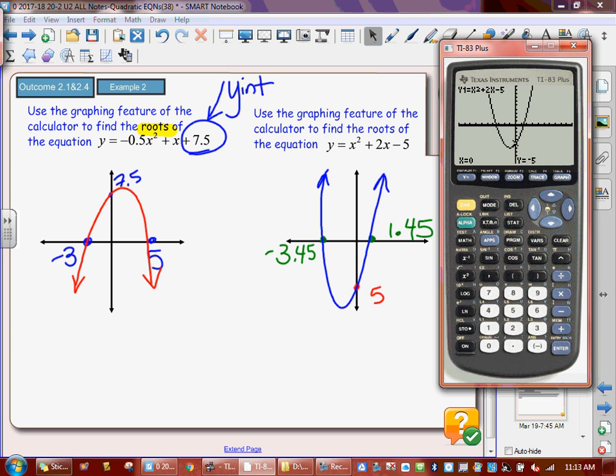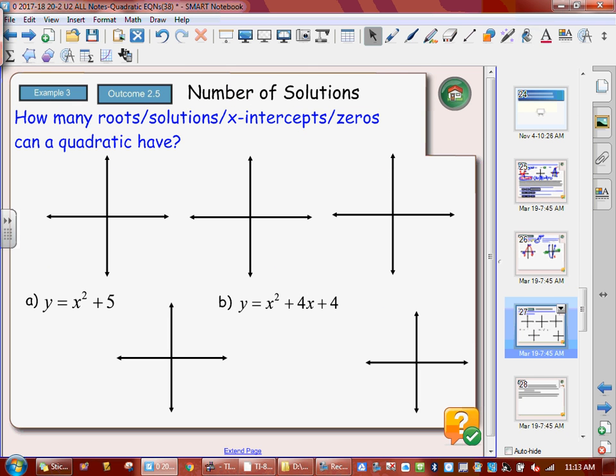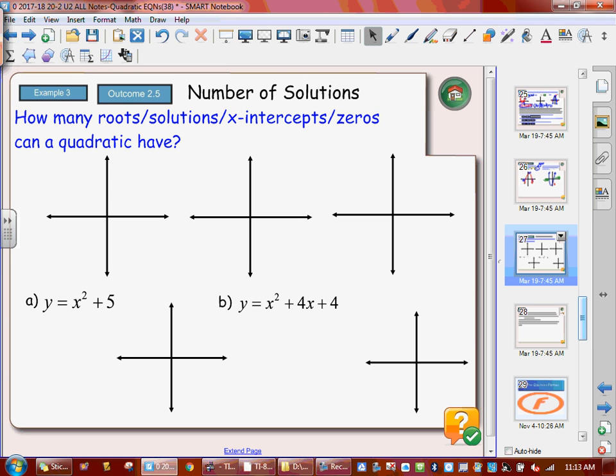Now we're going to talk about numbers of solutions. We just have 2 slides left, guys. So because we're dealing with quadratics, there are a couple of different types of solutions. The first one, it may not touch the x-axis at all. So we say the first kind is 0 solutions. If it doesn't touch the x-axis at all, then it's 0 solutions.